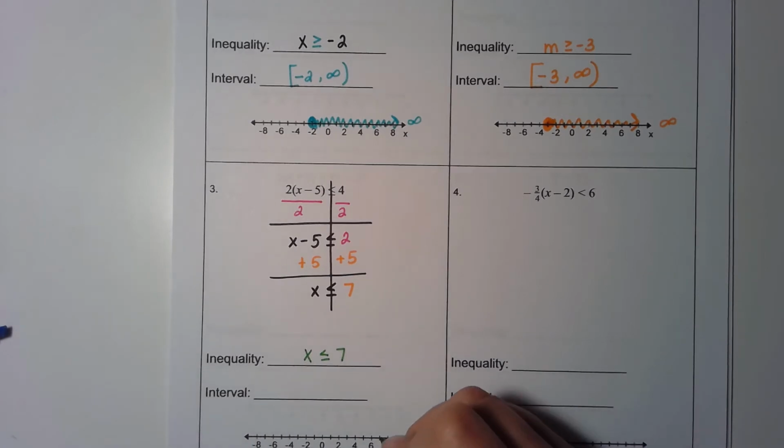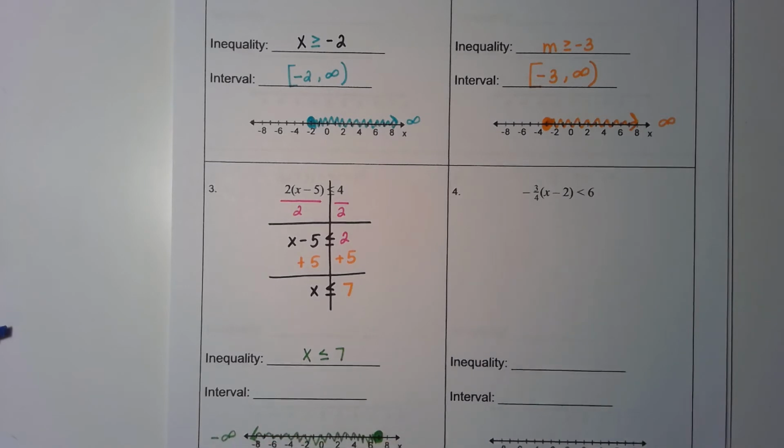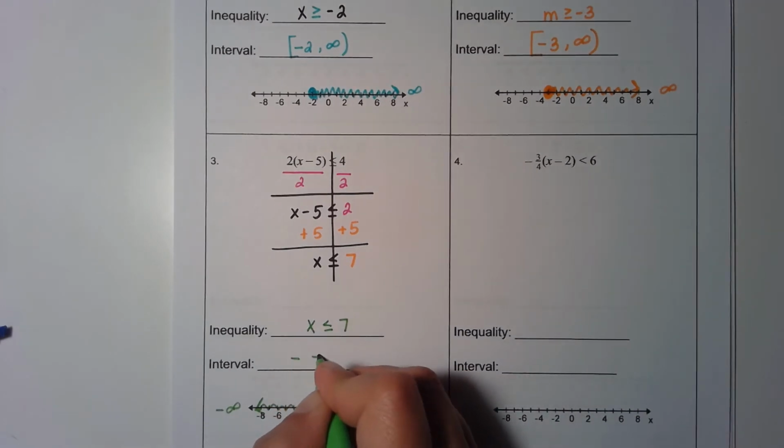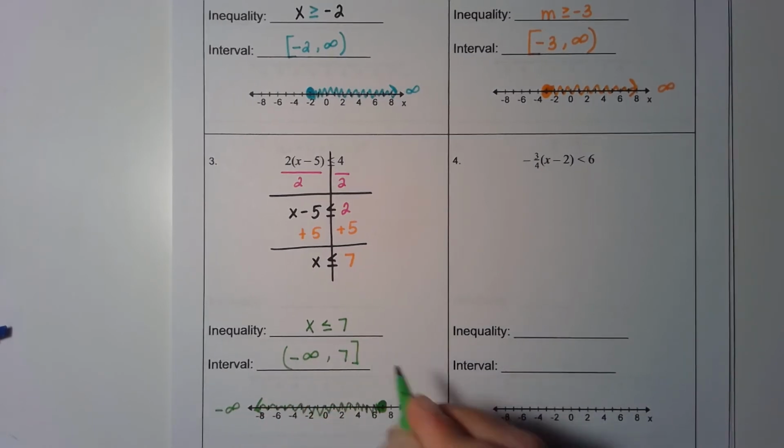Now on my number line, I'm going to find the number 7 and put a closed circle, and I'm going to shade to the left because x is less than or equal to 7, which means, if I remember that negative infinity is on the left side, my interval notation will be -infinity comma 7, and I'm going to put a parenthesis and a bracket because it's a closed circle.